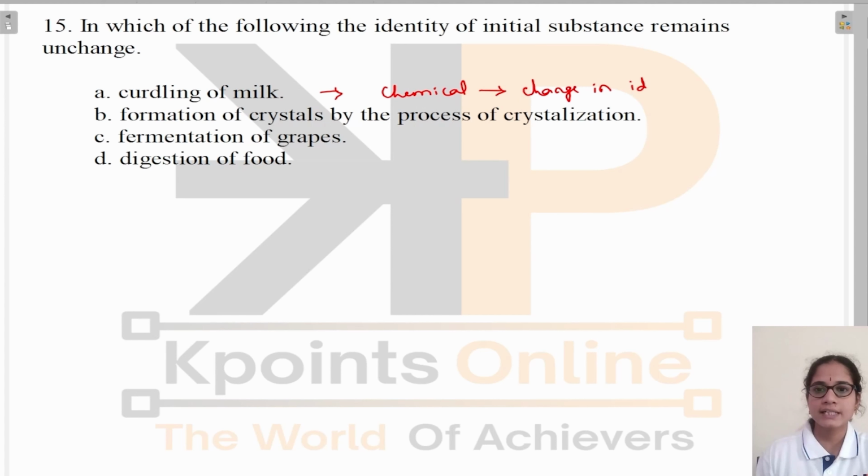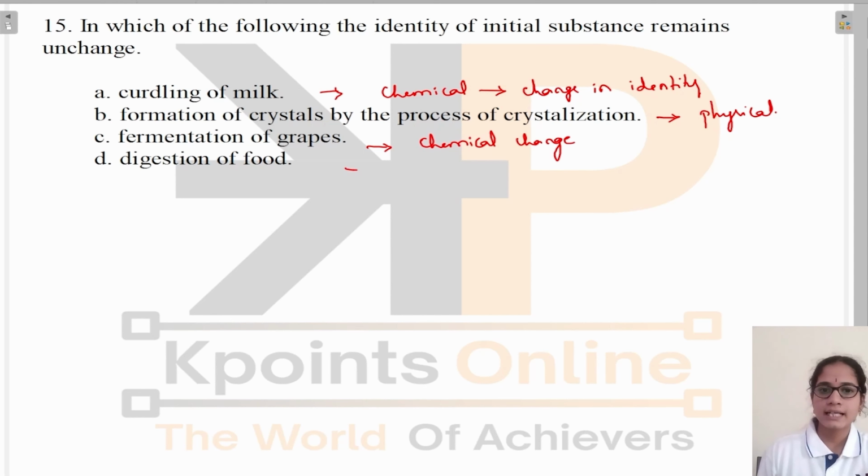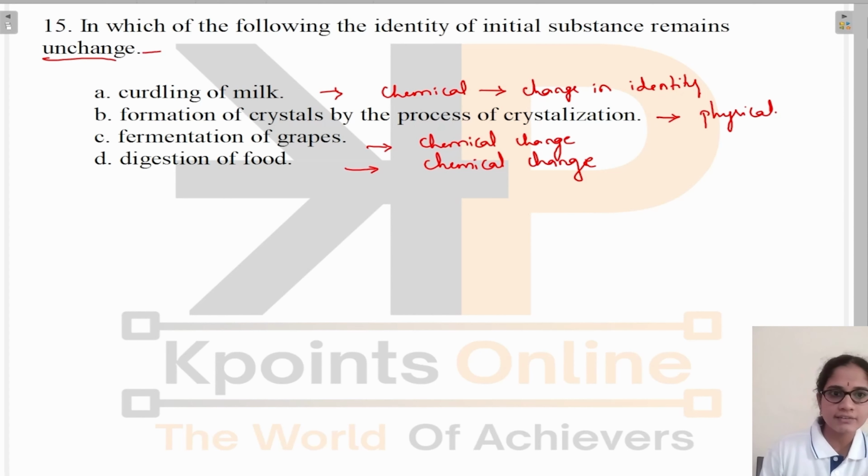Okay. Change in identity. And formation of crystal by the process of crystallization. This is a physical change. Fermentation of grapes, it is chemical change. Digestion of food is also chemical change. Yes. In which of the following the initial substance remains same? Unchanged means it remains same. You have to make clear what is the meaning of the question here. Okay. The identity of an initial substance remains unchanged means it remains same.